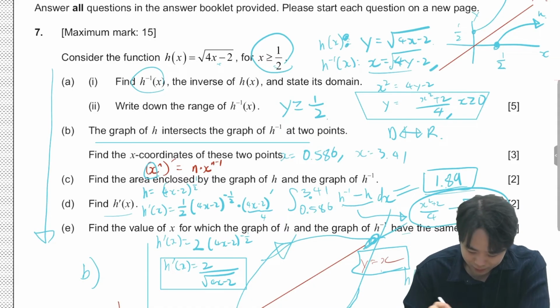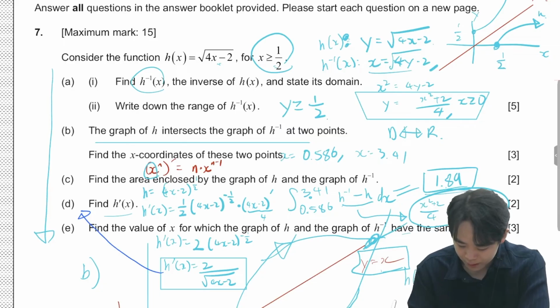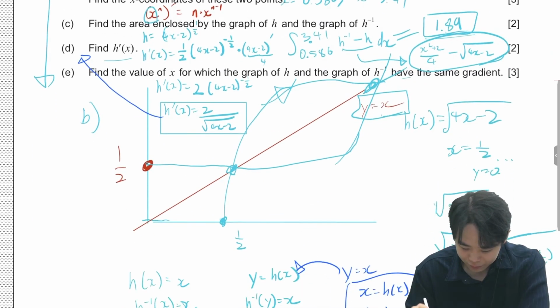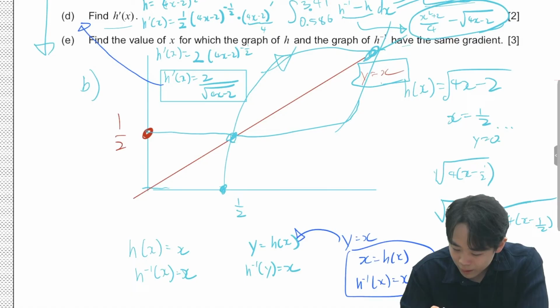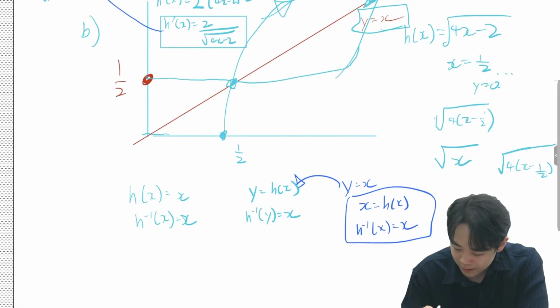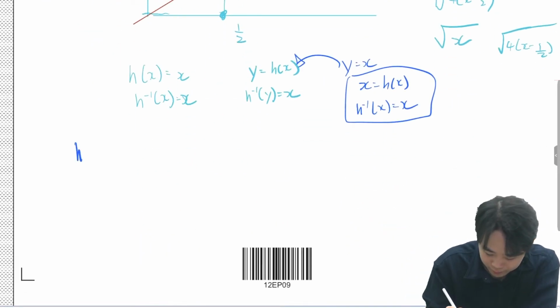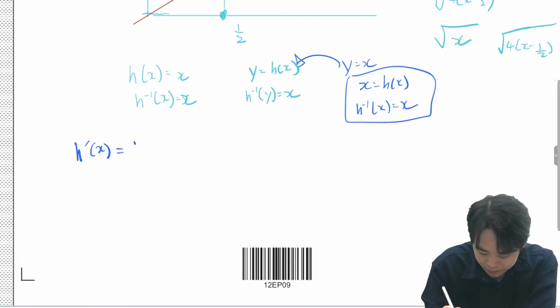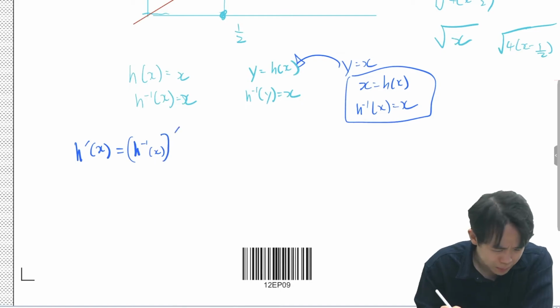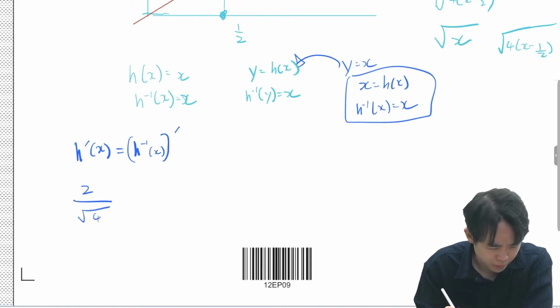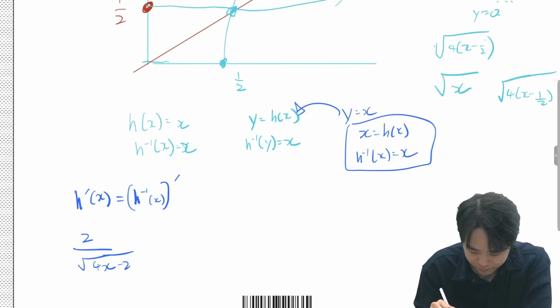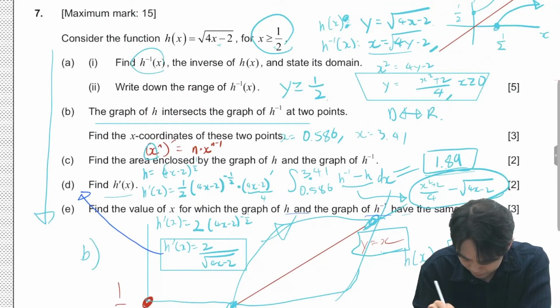Okay, so that was part D, finding h prime. And if you were to do part E, when will h and h inverse have the same gradient? So we want to look for when h prime x equals h inverse of x, prime. There. So h prime x was 2 over root 4x minus 2, as you found earlier.